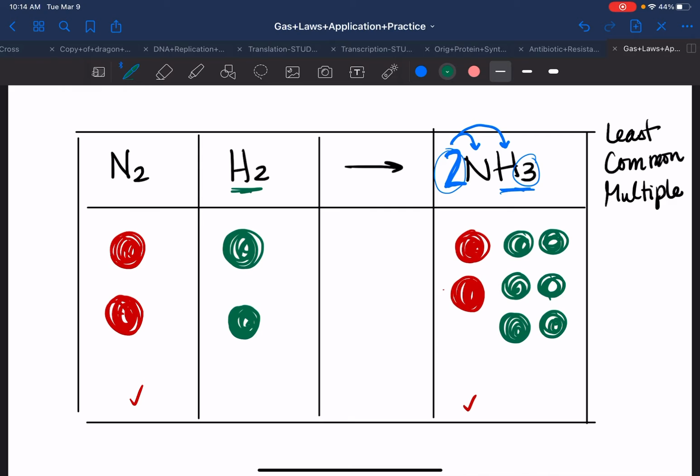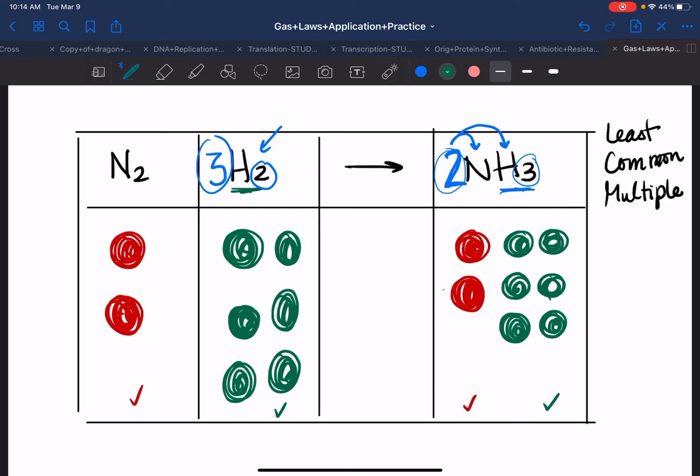So our least common multiple in this case is 6. So we have to find a way to turn this into a 6, right? And to do that, I'm going to put a 3 in front of here because 3 times 2 gives us 6. So now, if I adjust my drawings, now I have 6, right? So we are balanced now, because we have 6, 6.